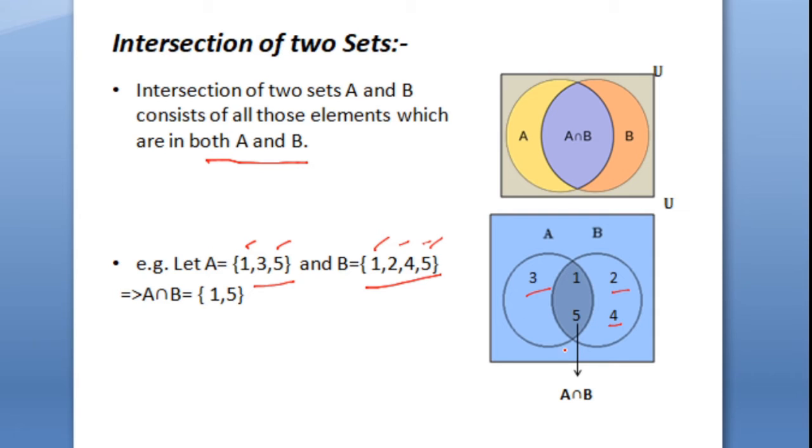This is the Venn diagram, and according to the diagram this part is the common area. The common area of A and B has the elements 1 and 5. That means the elements of A intersection B will be 1 and 5, and the symbol of intersection is this one. Therefore, A intersection B is these two elements, 1 and 5.